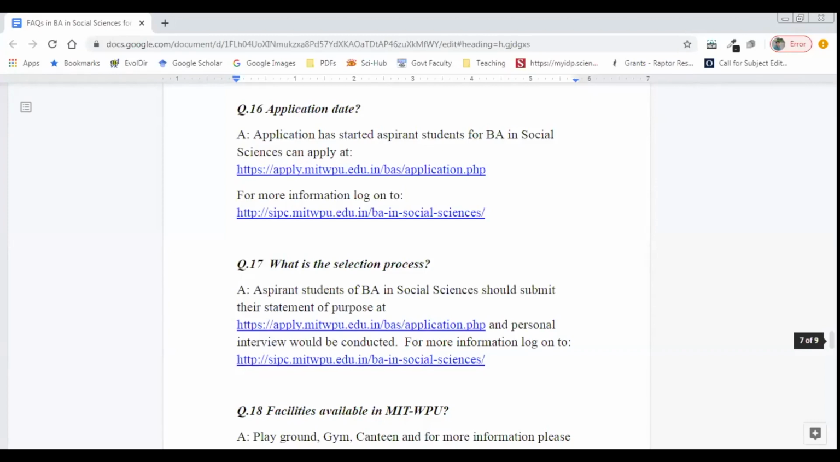Of course, we at MIT-WPU University have tied up with a few banks in case you need educational loans, and these would be at interest rates which are better than the market. And the installments, usually we have it once a year for social sciences over the 3 years, but due to the COVID situation, things might change. So of course, we'll keep you updated on that.